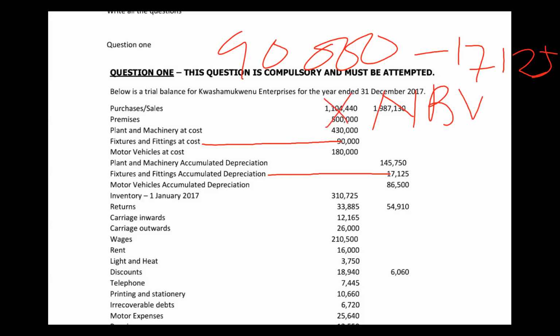Then you multiply by the percentage that you are given for the fixtures. Is it 10%? Should be 0.10. Then whatever you find, that is the depreciation that has occurred in the new period, for fixtures. And you record that in the profit and loss account as depreciation for fixtures. Do you get that?